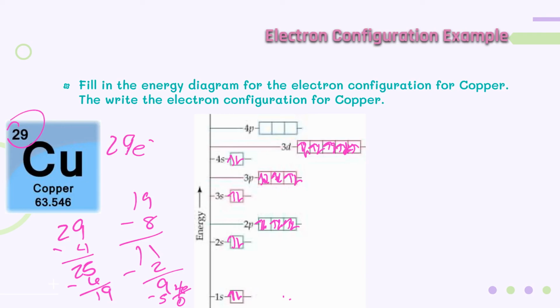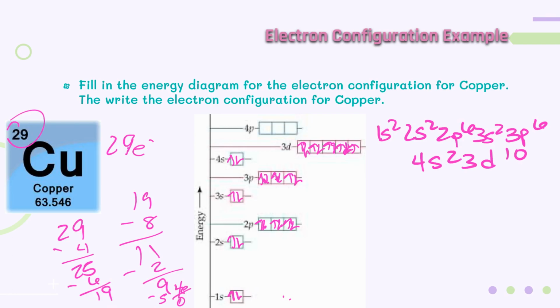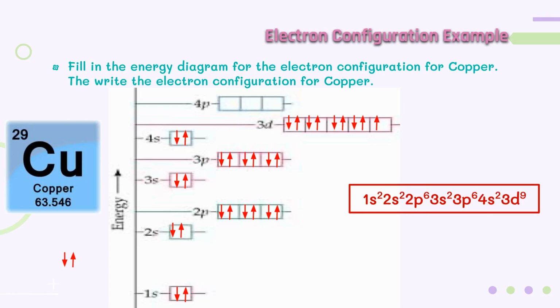Now for writing the electron configuration, I just go 1s2, 2s2, 2p6, 3s2, 3p6, and then 4s2, 3d10. We write the 4s2 before the 3d because if you look at the energy, 4s has less energy than the 3d. And here is the previous example, nicely written and diagrammed, way better than I can hand draw on these slides.